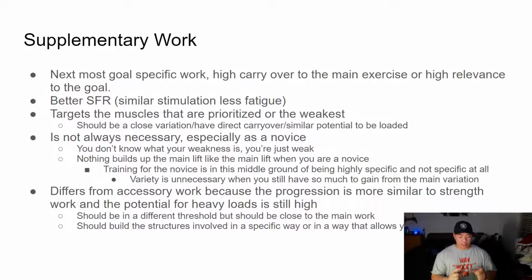The next thing is that the supplementary work should build structures that are involved in a very specific way to the main lift. So let's say your main exercise is the bench press, then your supplementary work could be the incline, or the close grip, something of that nature, because you now know there is a weakness you have to attend to. For example, in Juggernaut training systems, usually it's a top set with the main variation of a lift, and then your back off sets are done with another variation. So let's say you're pulling conventional, and then you do back off sets with stiff leg deadlifts or deficit deadlifts or pause deadlifts, something of that nature, right? That's the idea here.